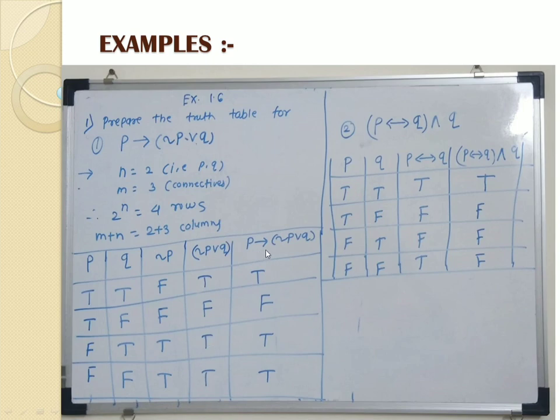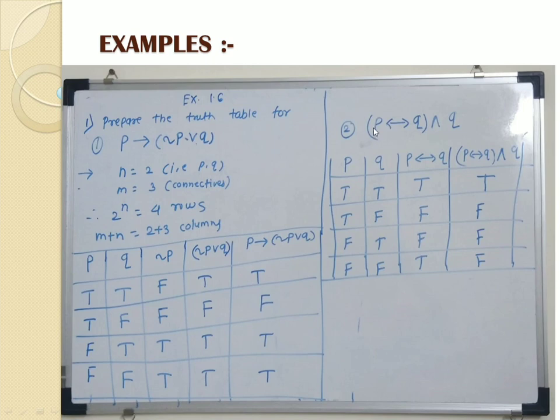Now in the next column, the whole statement pattern, that is P implies (negation P disjunction Q). We have to compare the first and fourth columns. The condition of implication is: if the first statement is true and the second is false, then write F. So here T and F, the answer is F, otherwise write T, T, T. Now this is the truth table for this statement pattern.